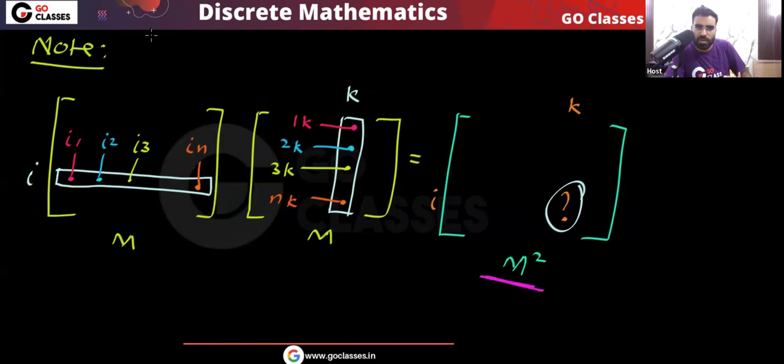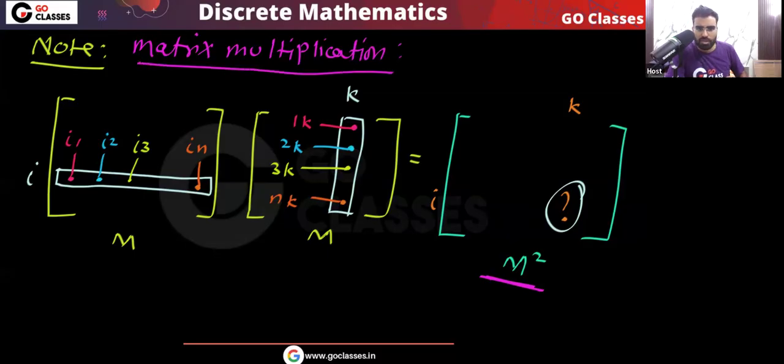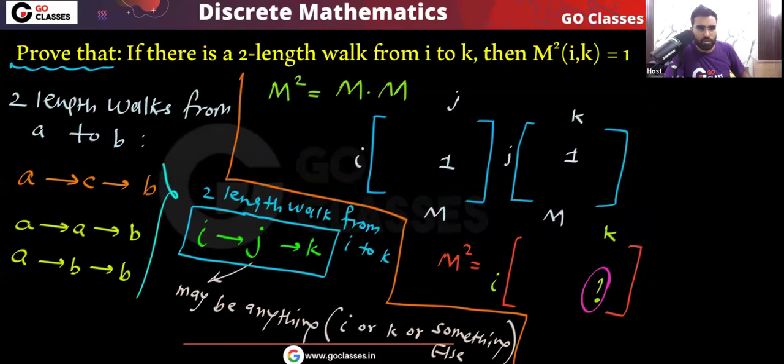This you already know: matrix multiplication. This is simply matrix multiplication that you study in linear algebra. So this is just a revision of the matrix multiplication concept. Okay, so let's come back to our point. You tell me, what will be this ik entry?